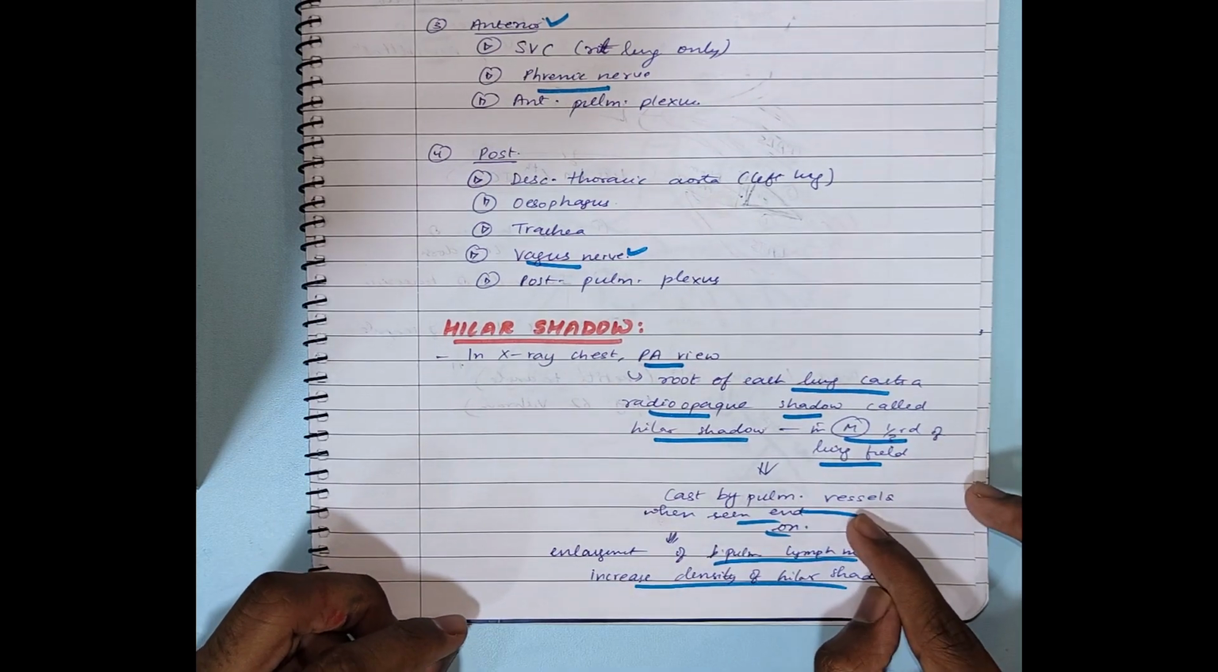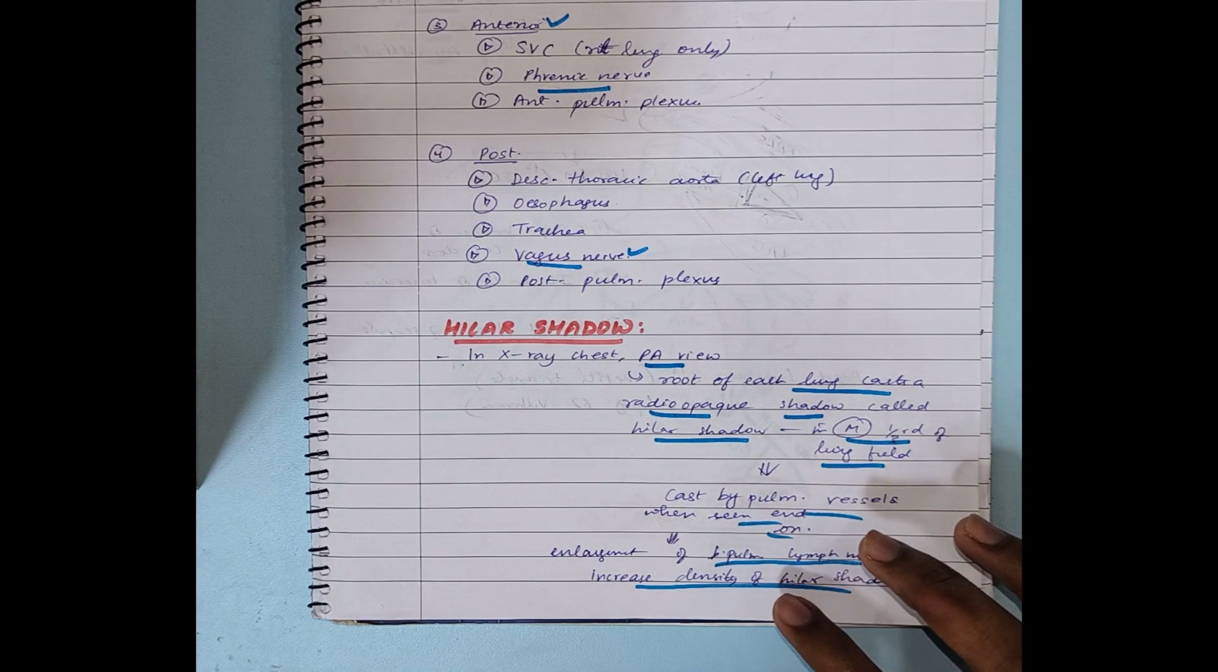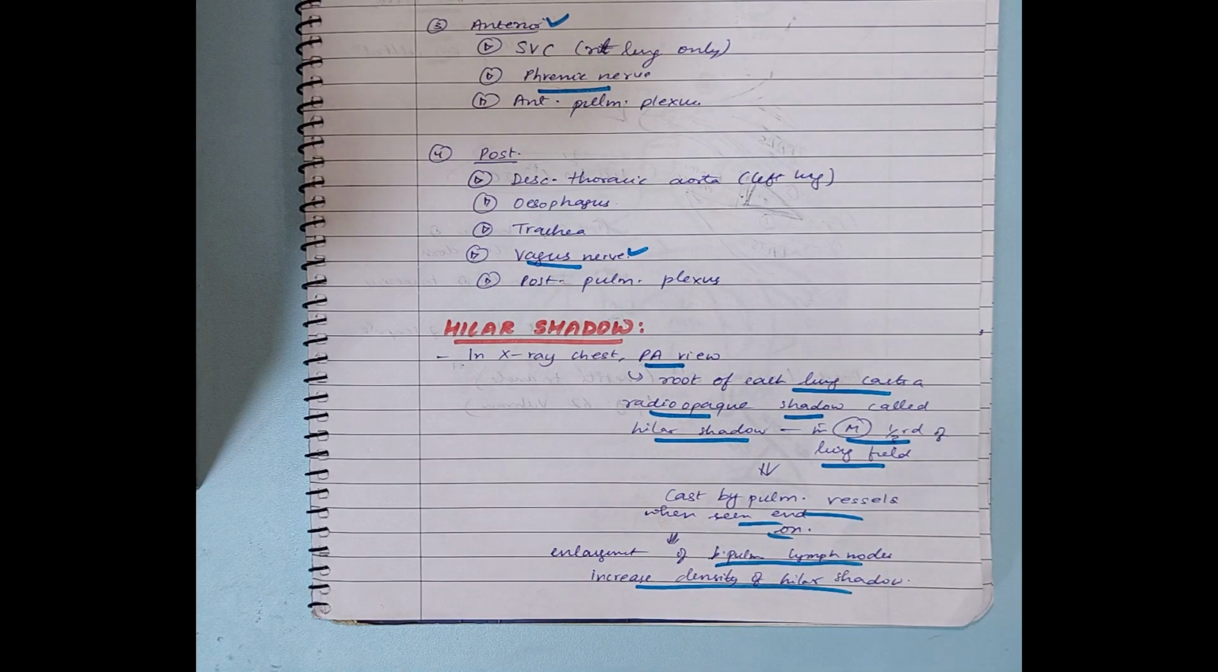These are the structures that form the hilar shadow, and in case of any enlargement of the bronchopulmonary lymph nodes due to any infection such as tuberculosis, the intensity or the density of the hilar shadow increases, and therefore you will be able to understand if there is any associated pathology.